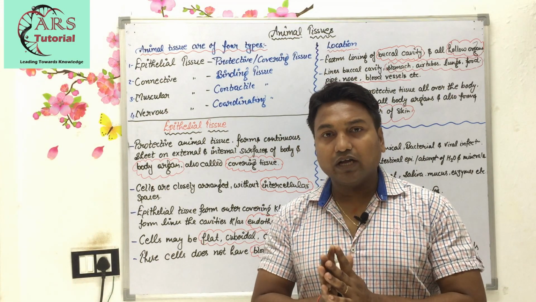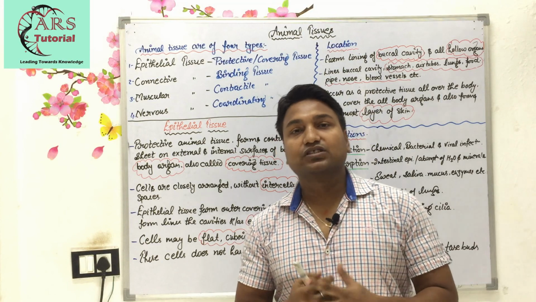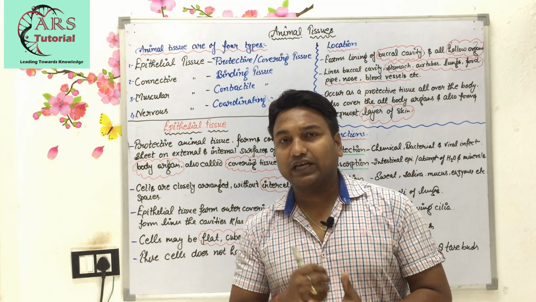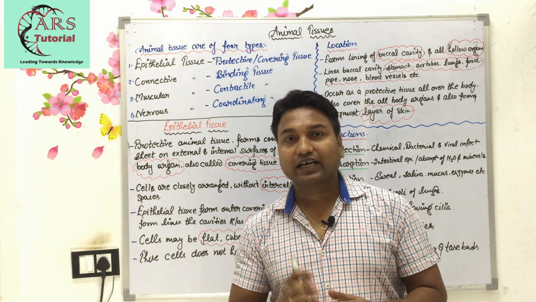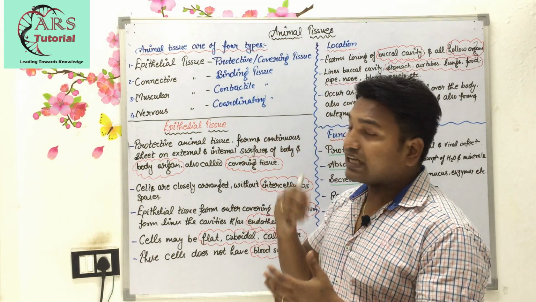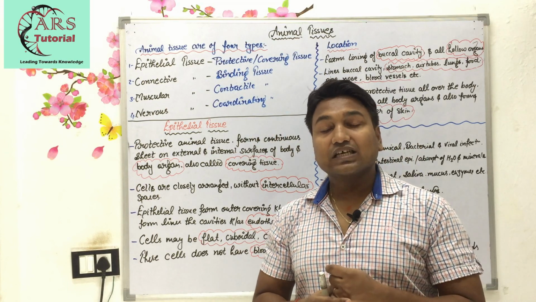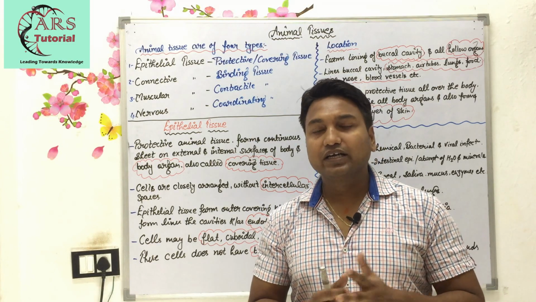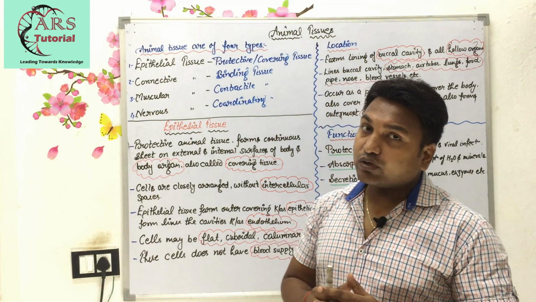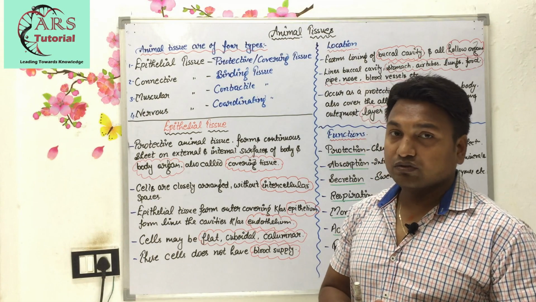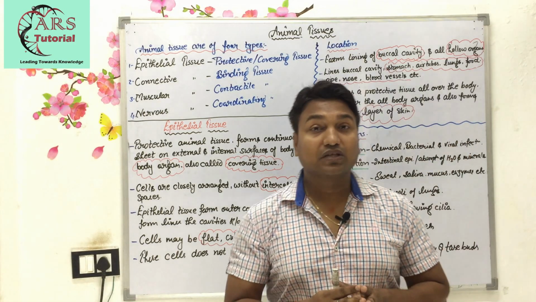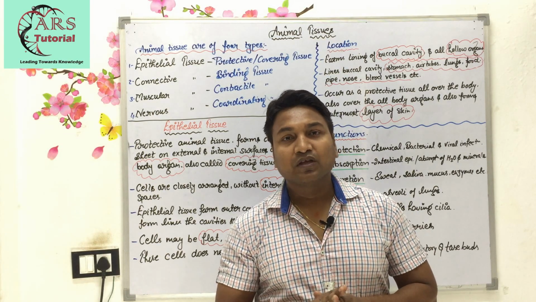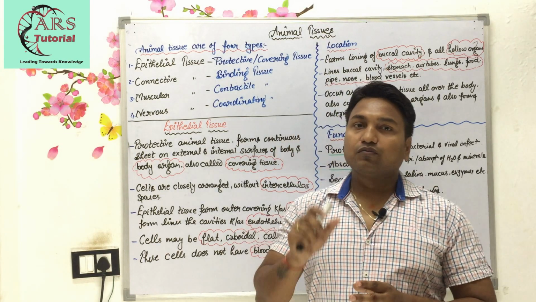The animal tissues, meaning all the types of tissue found in our body overall, are divided into four types. Animal tissue is categorized into four types, and these are as follows. The first one is epithelial tissue, or you can say epithelium. It is also known as protective or covering tissue. Why epithelial tissue is known as protective or covering tissue, we will discuss further when we study each one by one.